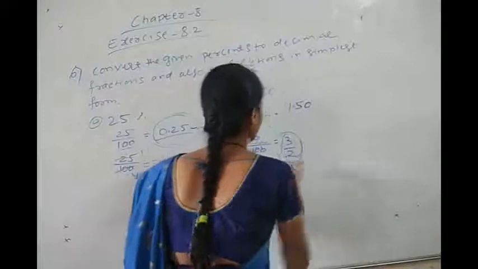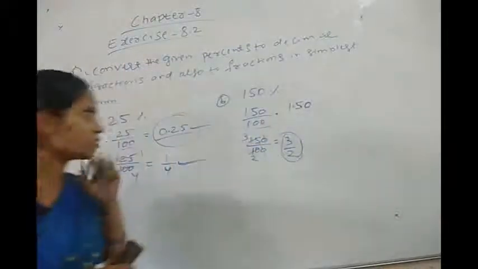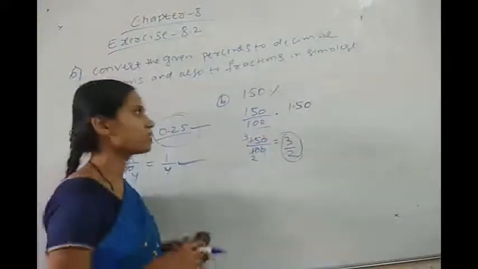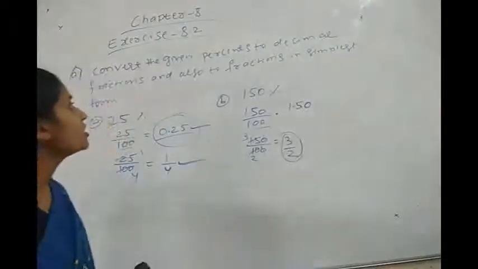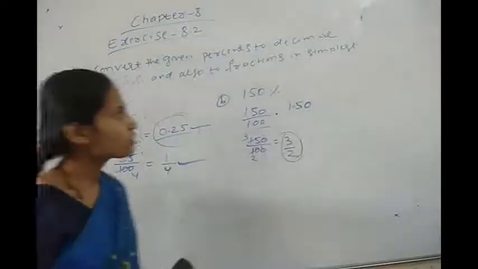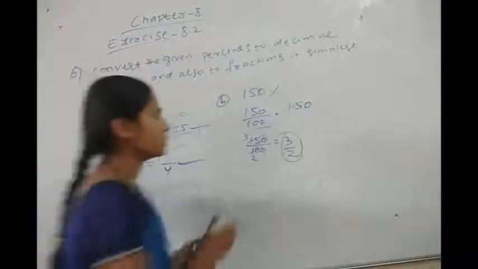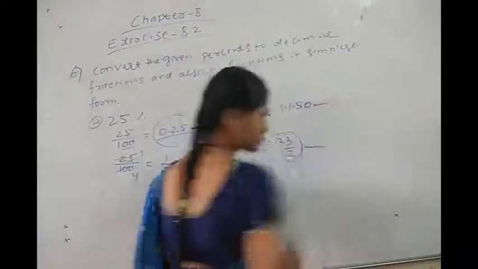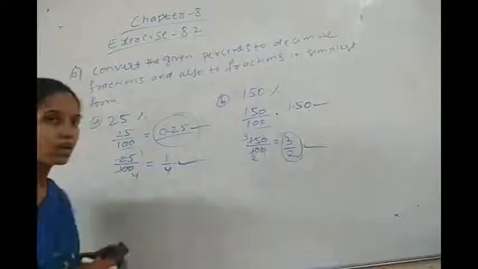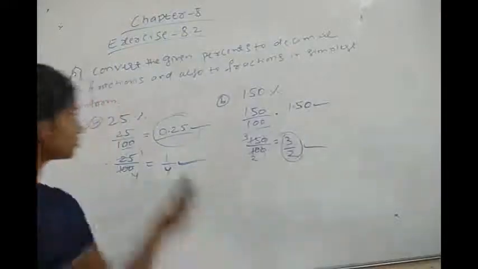Now, 150%: the decimal form of 150% is 1.50, and the fraction in its simplest form is 3/2. Okay, these two are the required answers for us. 1.50 and 3/2.